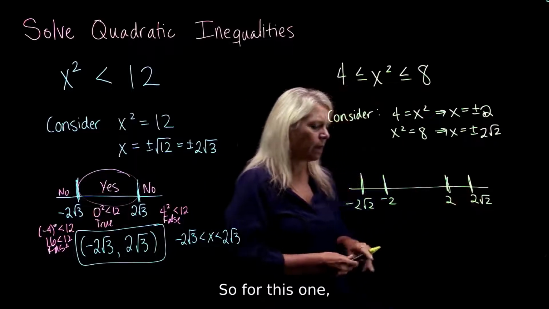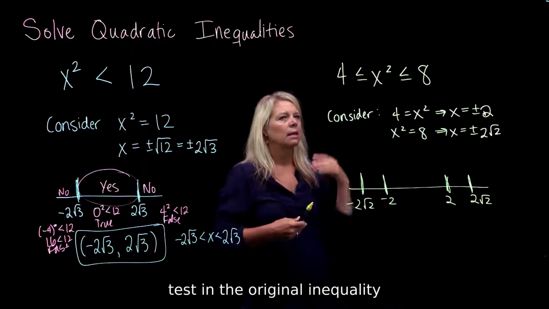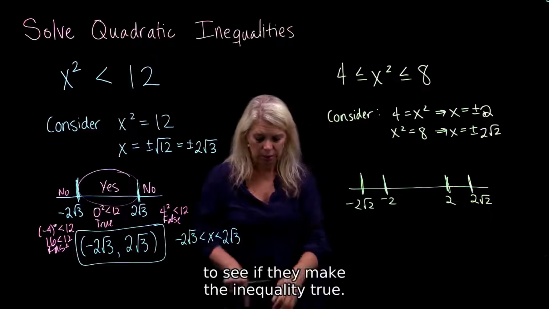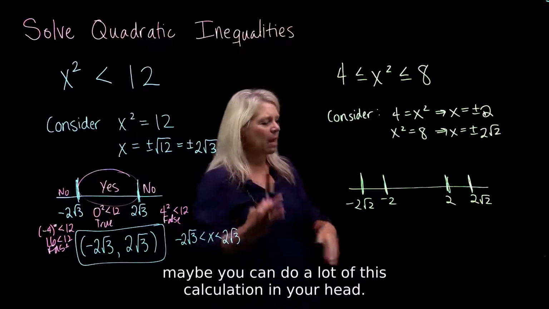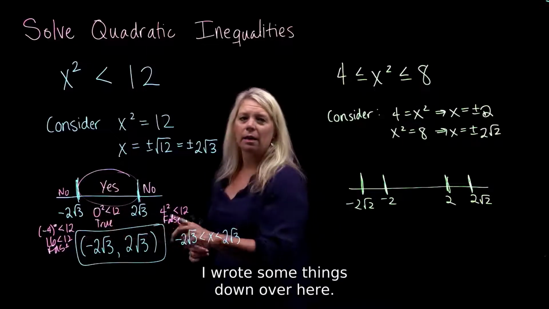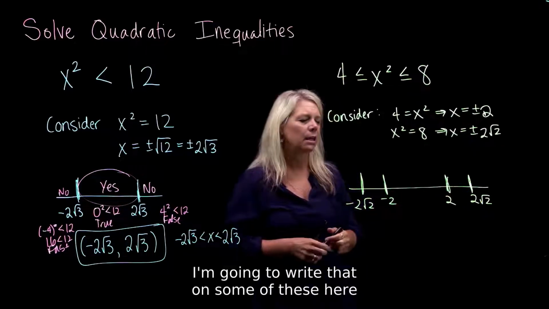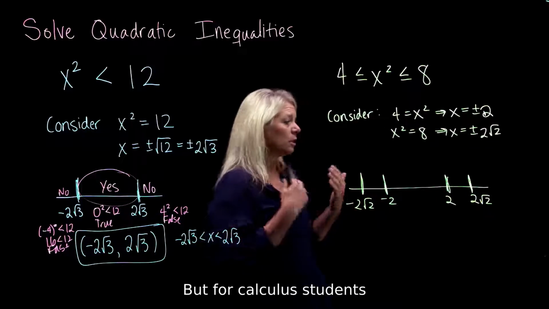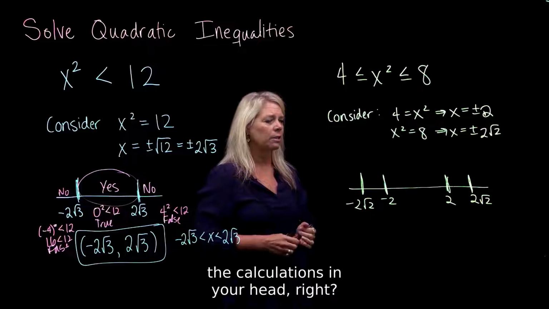So for this one, I have 1, 2, 3, 4, 5 regions that I need to test in the original inequality to see if they make the inequality true. All right, so once you've done some of these, maybe you can do a lot of this calculation in your head. I wrote some things down over here. I don't normally write that down. I'm going to write that on some of these here just to make sure that you're clear about what I'm doing. But for calculus students, just reviewing a little bit of algebra, it's perfectly fine to do a lot of the calculations in your head.